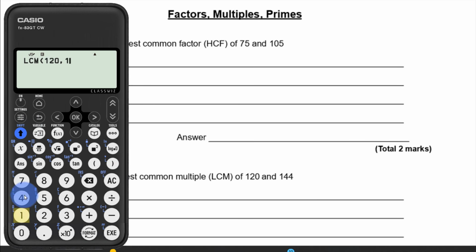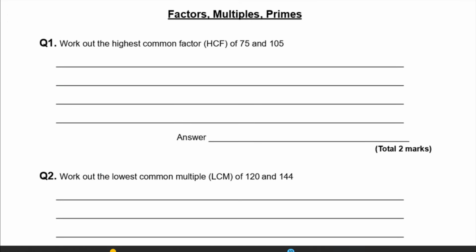Now I know lots of you won't have that calculator this year, so I'm going to show you the other way of doing it as well. If you've got the new one, might as well do it that way, mightn't you? Otherwise, I'll show you how to do it with prime factors. Okay. So the alternative method is to use prime factors.